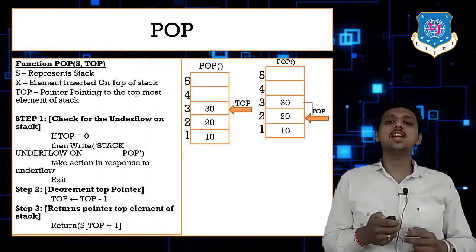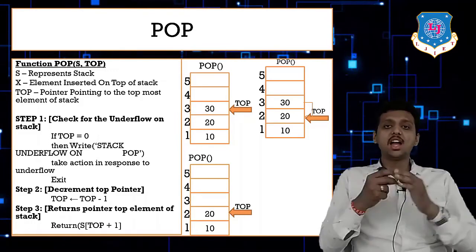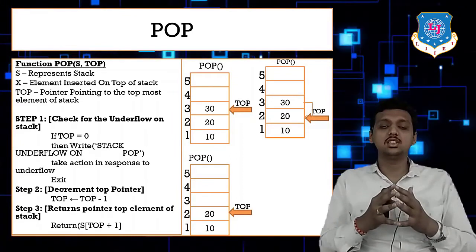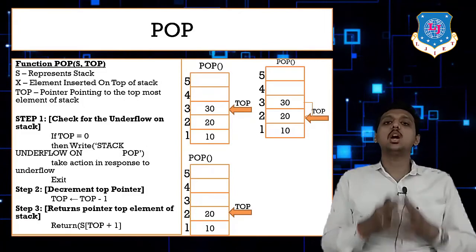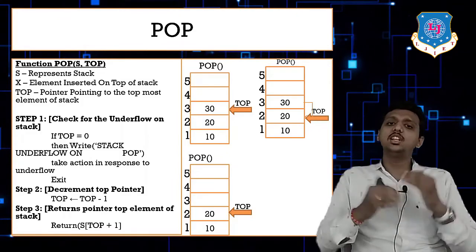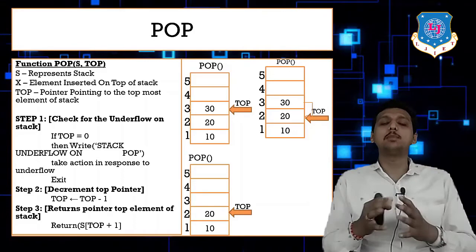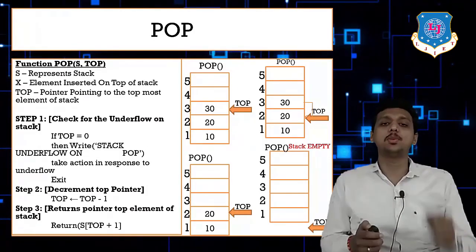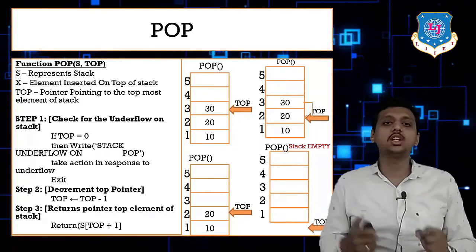Now see, students, suppose I want to delete something again after deleting 30. This is my final figure where we can say 10 and 20 are there, and the top pointer is pointing at the 20 element. Now if I want to delete again, my top pointer is decremented and goes to 10. If I want to delete again, then the top pointer is decremented to 0 and there is no element in the stack. So this is my final figure. After deleting each and every element, you can easily say that my stack becomes empty. When my stack becomes empty, you can see my top pointer is pointing at 0.